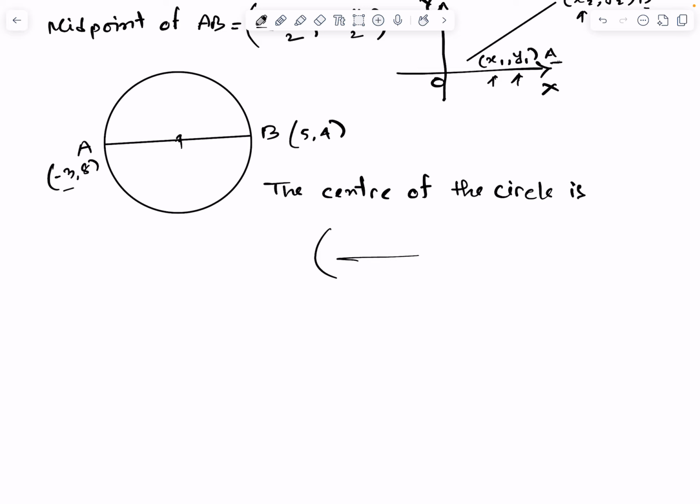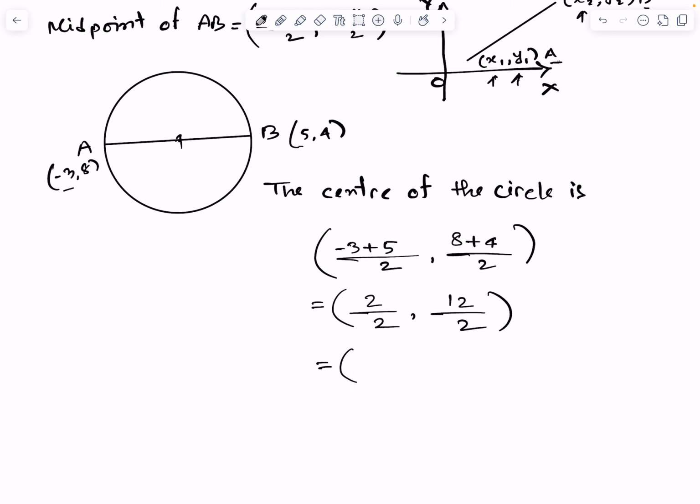Our x coordinates are -3 and 5. So let's say -3 plus 5 divided by 2. So we are going to average the x coordinates, and 8 plus 4 divided by 2, we are going to average the y coordinates. So what we will get is -3 plus 5 is 2 over 2, and 8 plus 4 is 12 over 2.